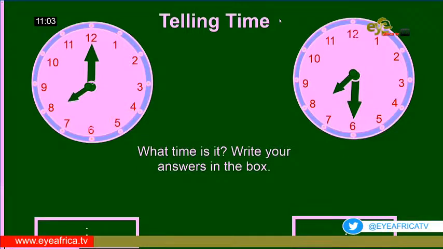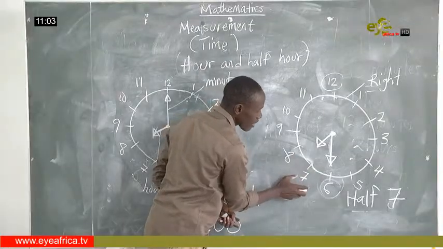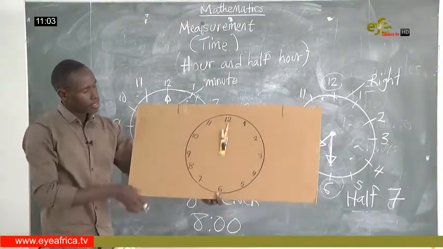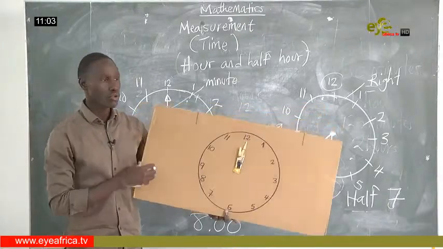The first thing you need to identify is where your hour hand is facing. Now you will see that if you have your minute hand facing 6, that is telling you half, and the hour hand is between 7 and 8, that is going to be what? Half past 7.